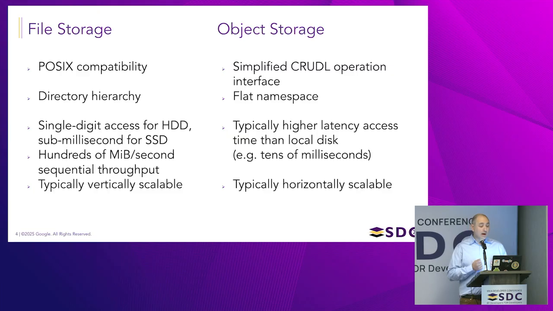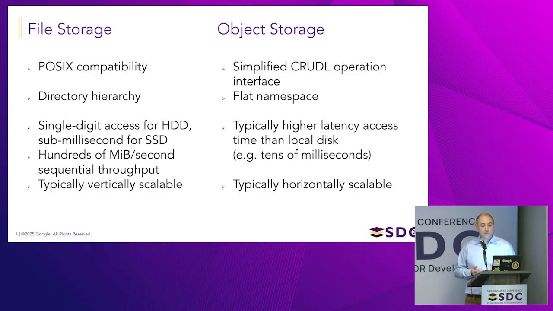So what I mean by file storage, trying to compare file and object storage. When we talk about file, we talk about POSIX compatibility. We talk about having a directory hierarchy. Typically, we think of single-digit milliseconds for HDD. We think of sub-millisecond for SSD. We think of hundreds of megabytes per second on the local system, potentially higher on remote file systems, and it's typically vertically scalable. So if you have a single file server, even with scale-out file systems, we still think of you make your machine bigger, more memory, more disks. You attach more disks to it to get to scale.